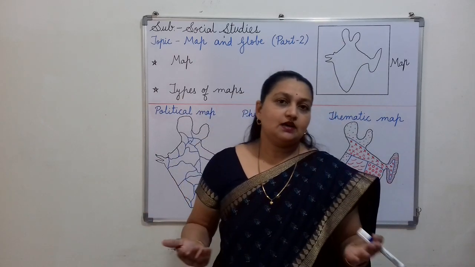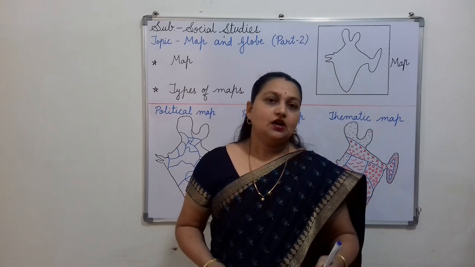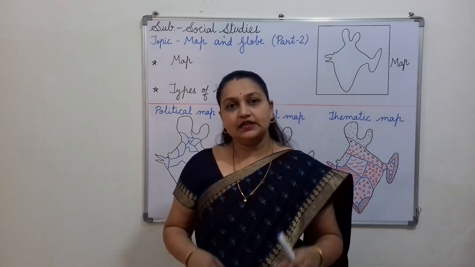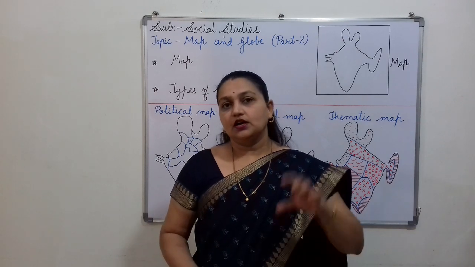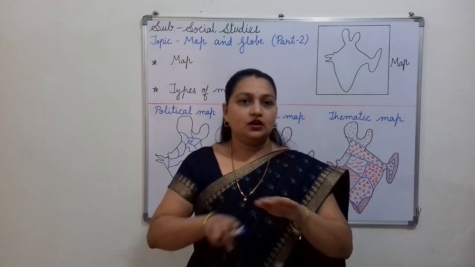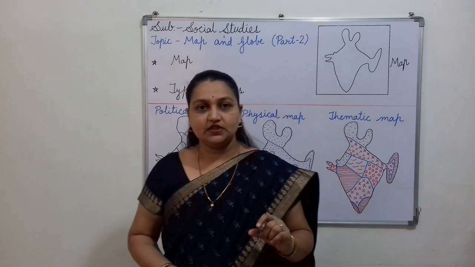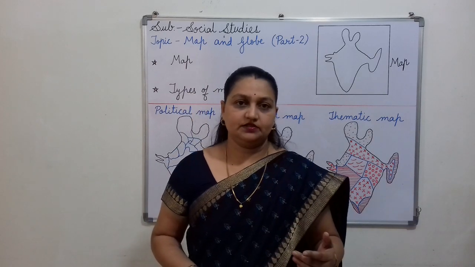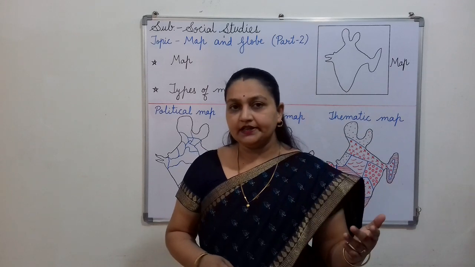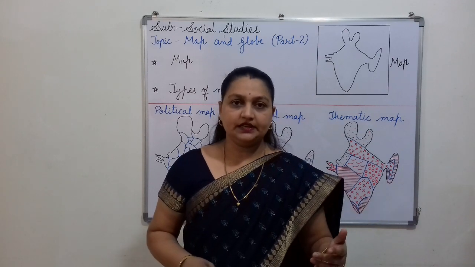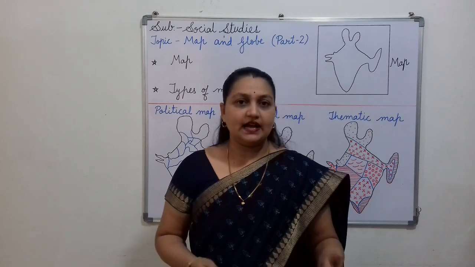Now, what is a map? How to define a map? So, a map is the representation of the earth's surface or a part of it on a flat surface. A book of maps is called an atlas. Maps show different continents, oceans, countries, marketplaces, neighborhoods, landforms, etc.